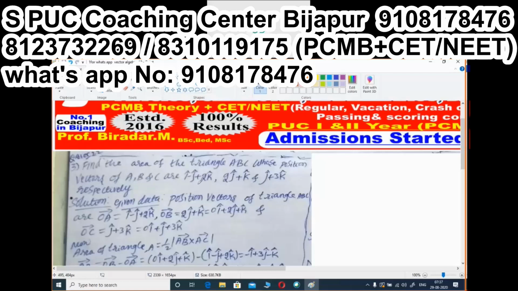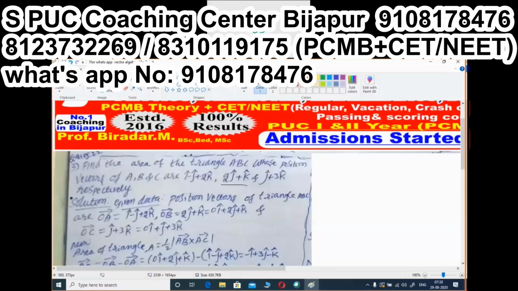This is the position vector of A. Next, the position vector of B he has given is 2j cap plus k cap. What is missed here? The i cap is missed. Whatever i cap has missed, you have to take as 0 times i cap.